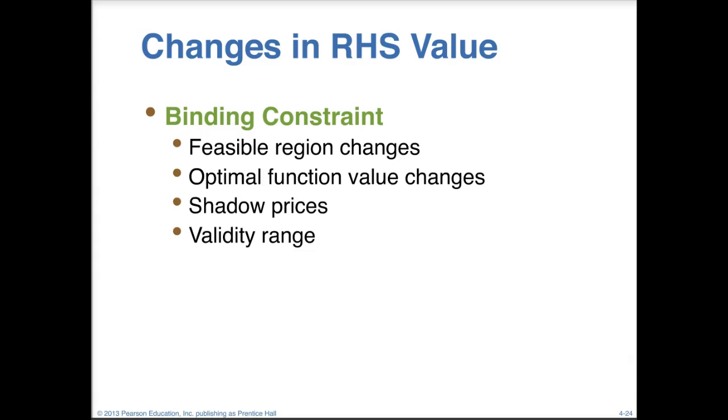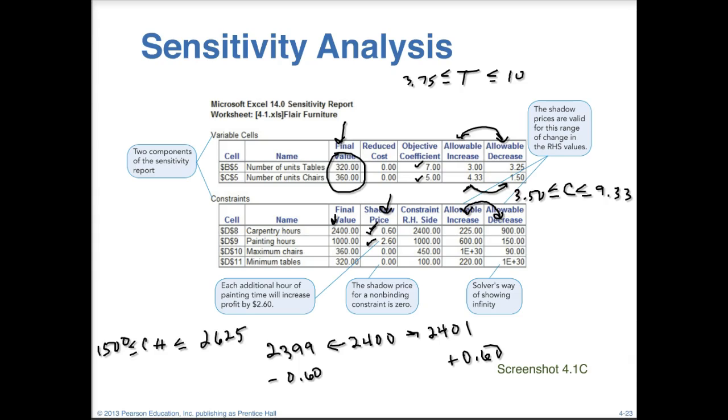All right, so now we're going to look at changes on right-hand side values here. We know that in general, the feasibility region changes. We know that the optimum function values change, and we have to look at the shadow prices, and we also have to worry about how much we change things, the validity range. In other words, what I just got through describing to you here. So for the shares, the validity range is from $3.50 to $9.33. And for this carpentry hour constraint, the validity range is from $1,500 to $2,625. Okay.